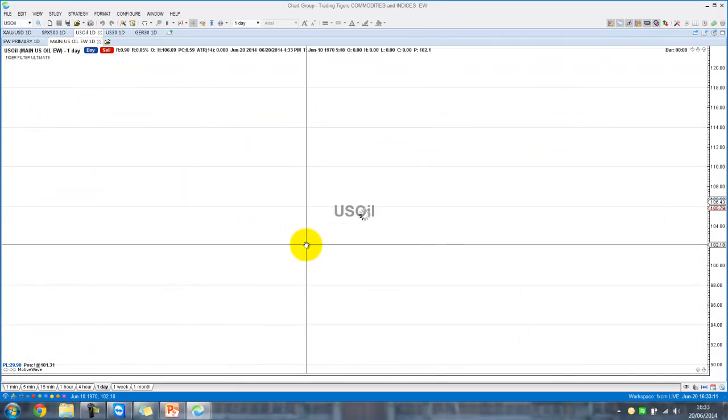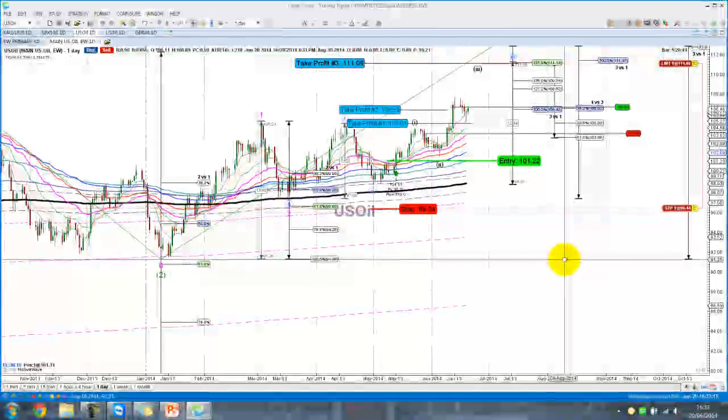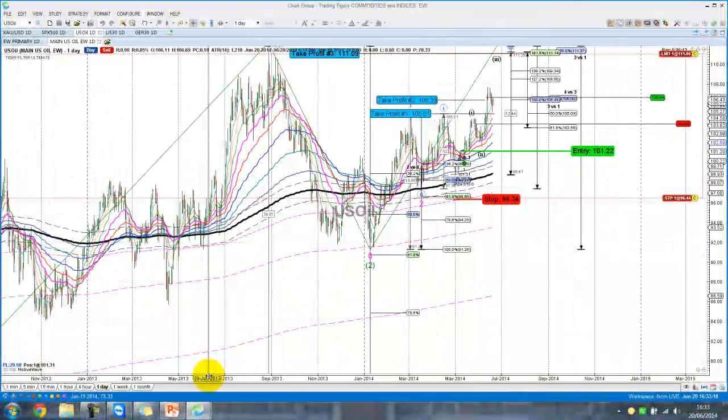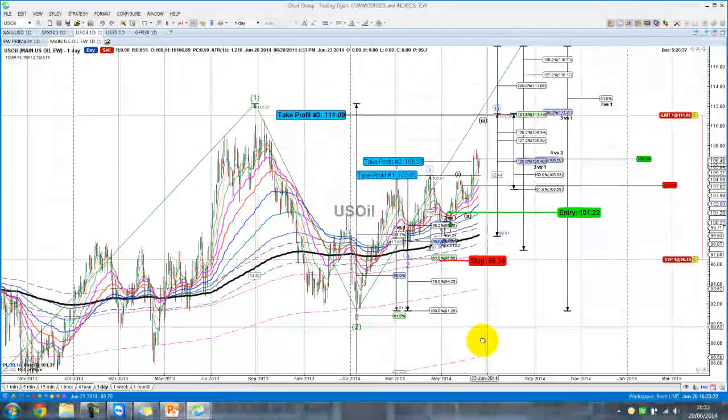Okay, fine. So we'll move to US oil. US oil, no change in terms of our wave count. As you can see where we are standing right now, we're in a wave 3 of an intermediate.